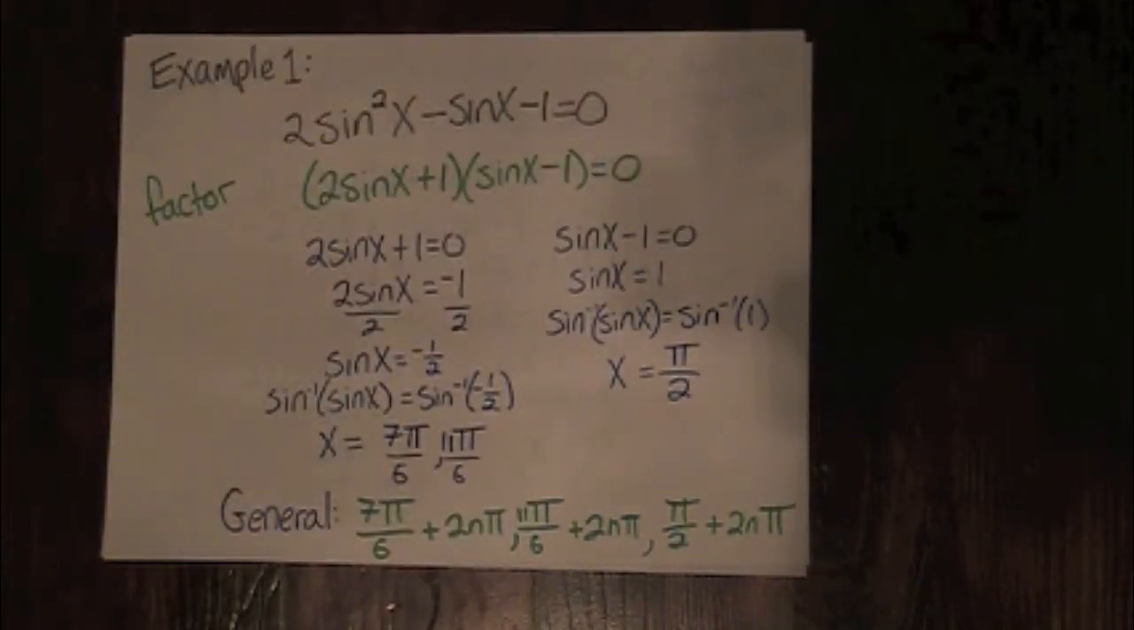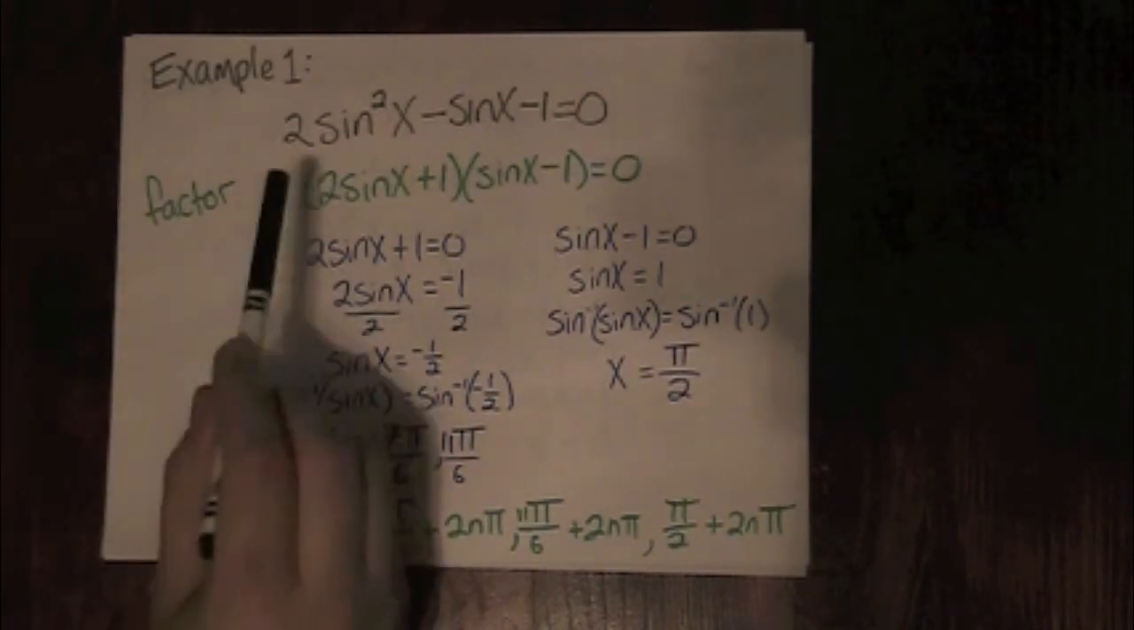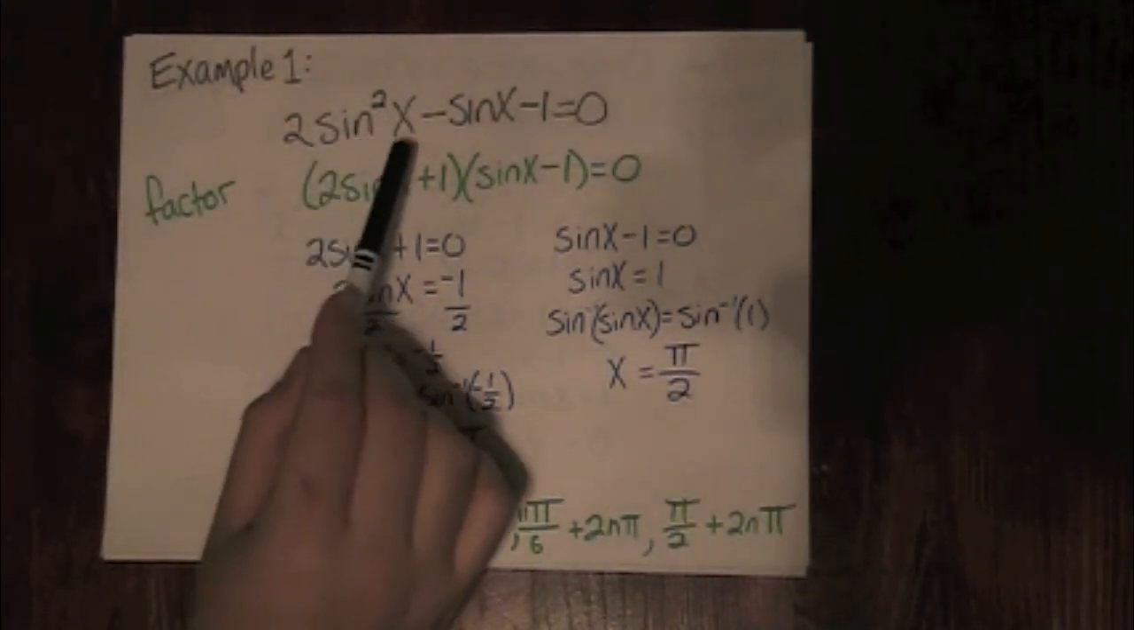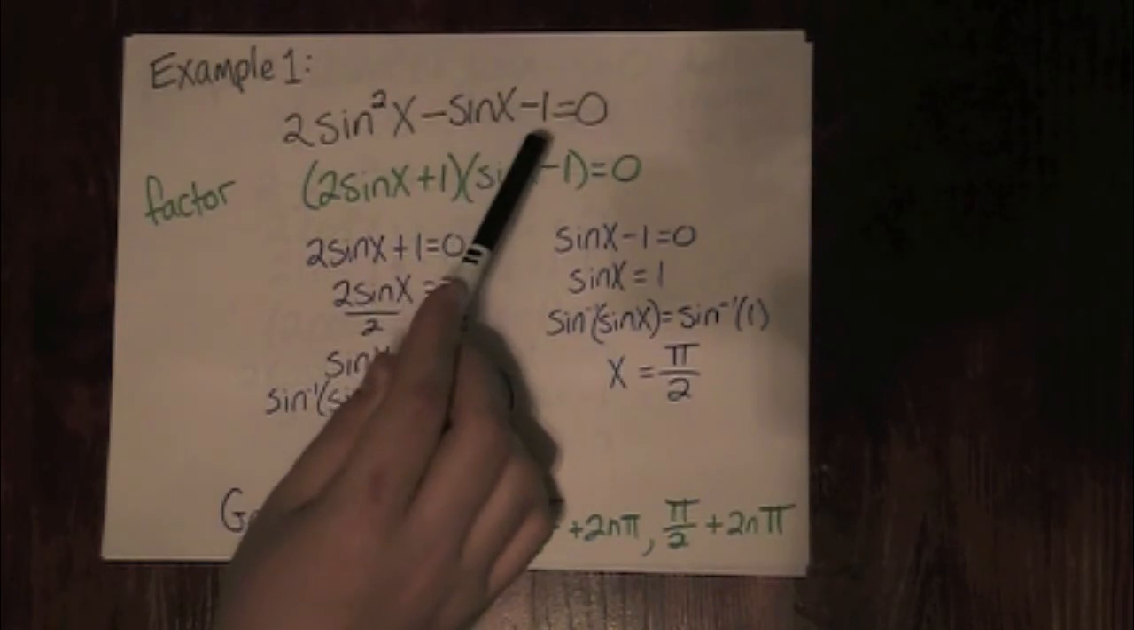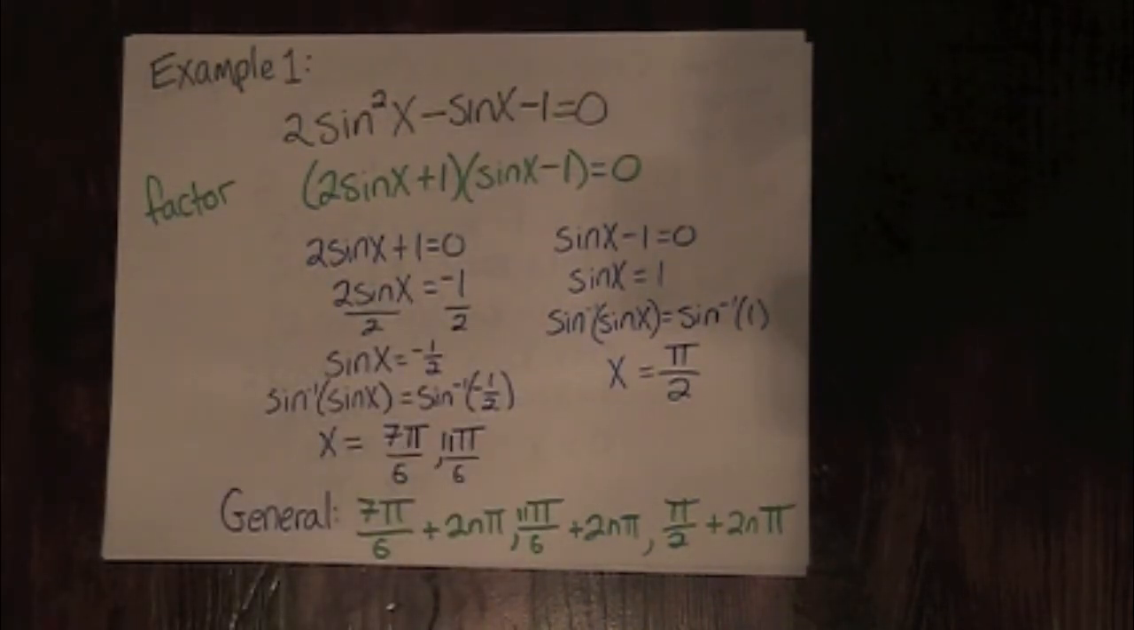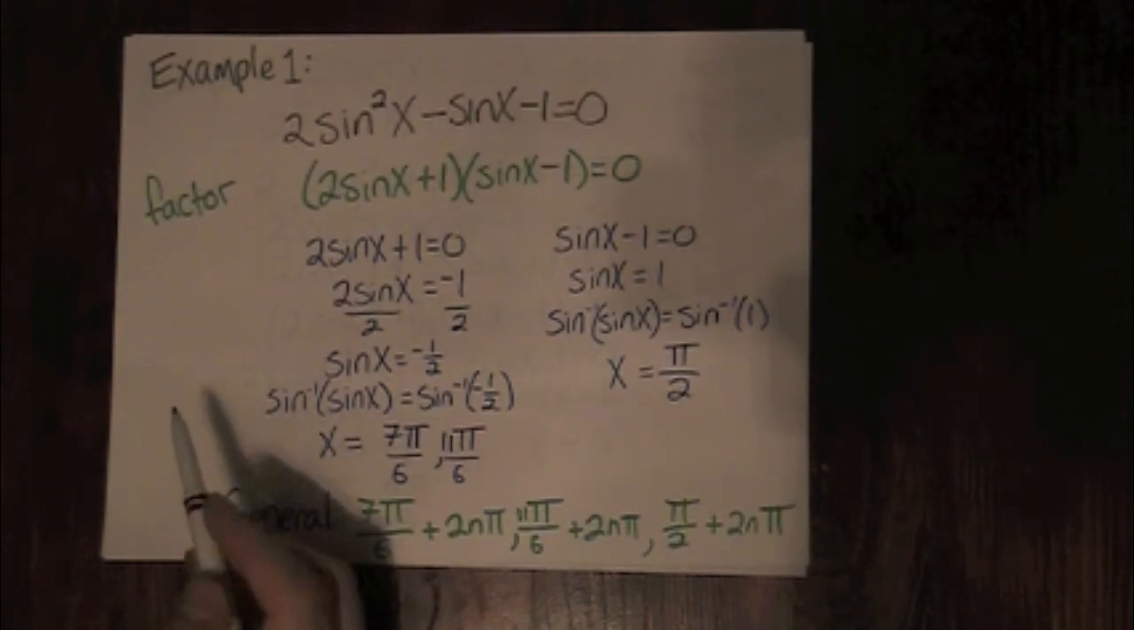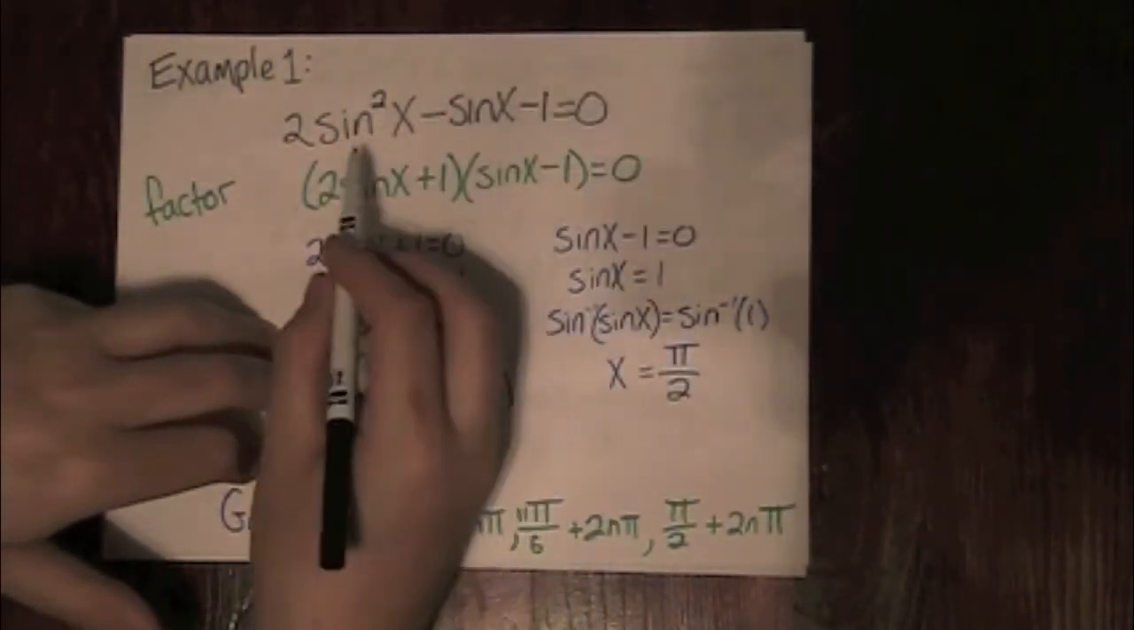Let's take a look at our first example. In fact, this is the example you saw on the first slide today. 2 sine squared of x minus sine of x minus 1 equals 0. This is really a quadratic form of a trigonometric function. And what we can do is factor this.